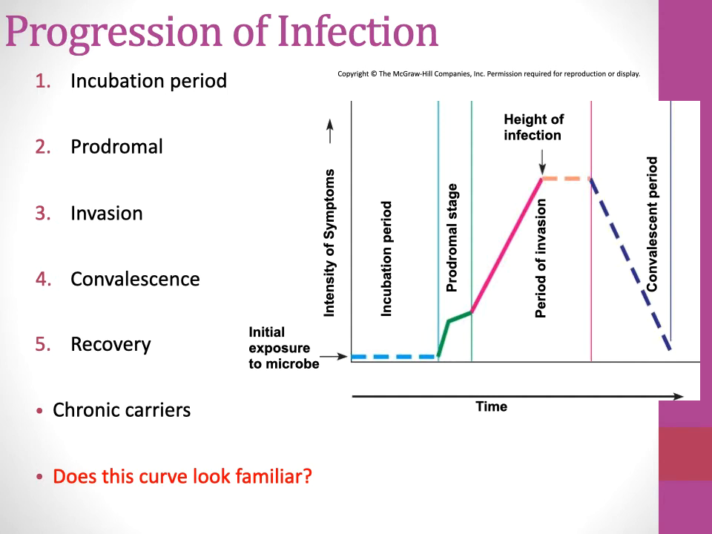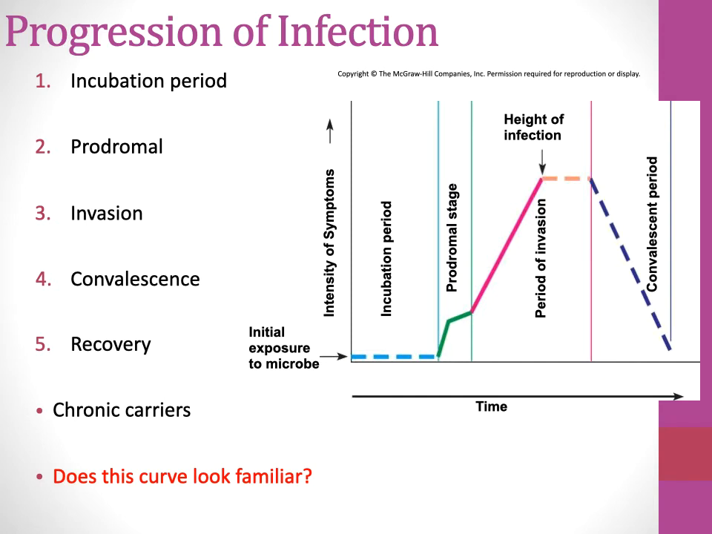You get to the point where you have the height of infection. This is it, it can't get any worse, just make it go away. And this is where your immune system is in full gear. Your adaptive or specific immunity, your T cells and B cells, are now activated and trying to clear that infection. And then we move into the convalescent period, where your immune system is now clearing out those microbes so that you can begin recovery.